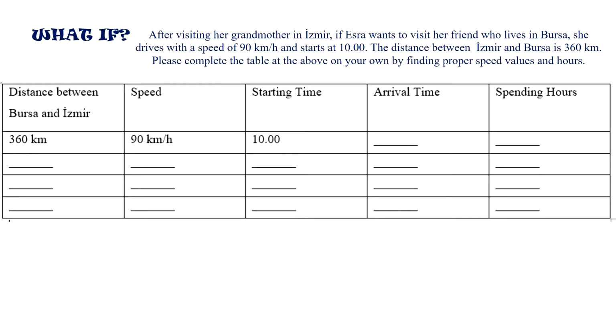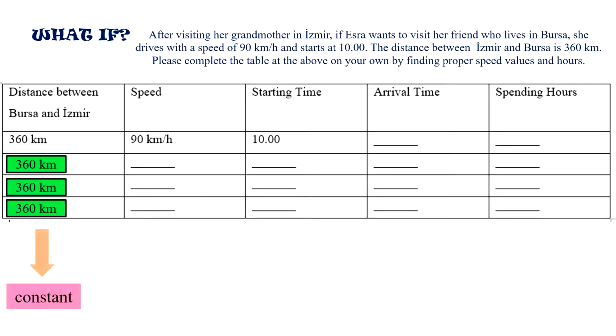Firstly, I think you already found the constant here. The constant is 360 kilometers, which is the distance between Bursa and Izmir. For the first line, we know the speed, so if we divide 360 by 90, we will get 4 hours. For this case, Esra should arrive 4 hours later than 10, which is 2 p.m.